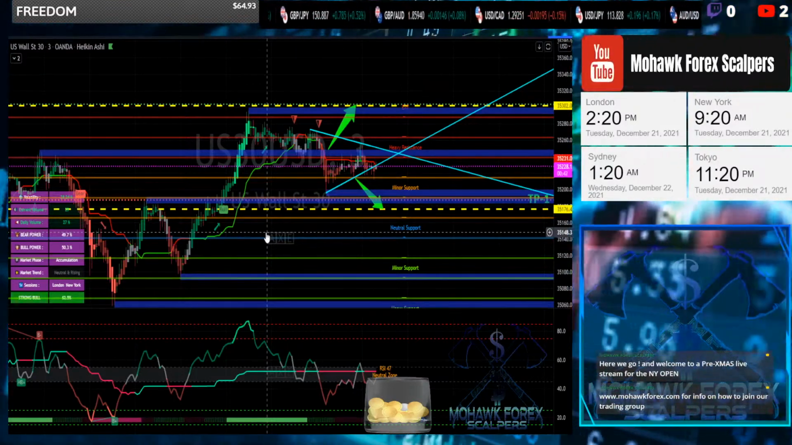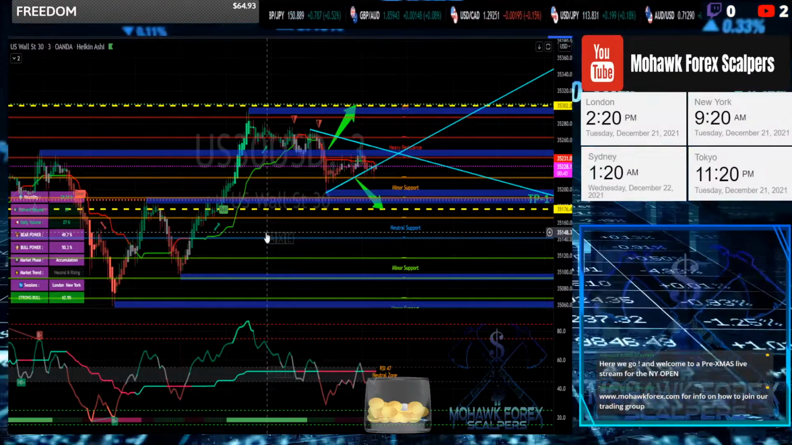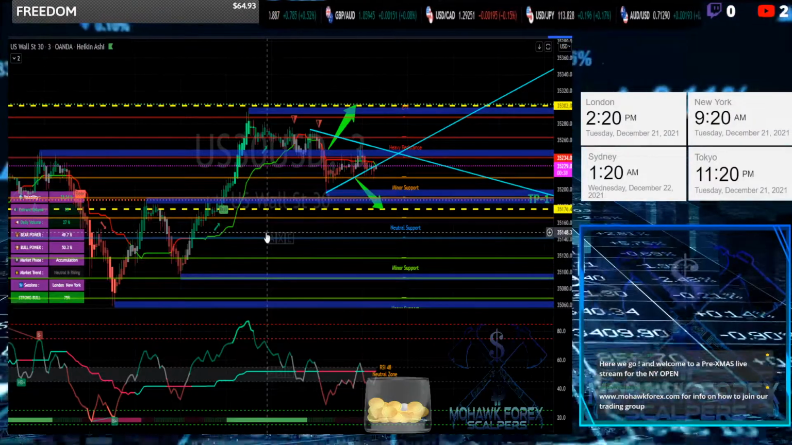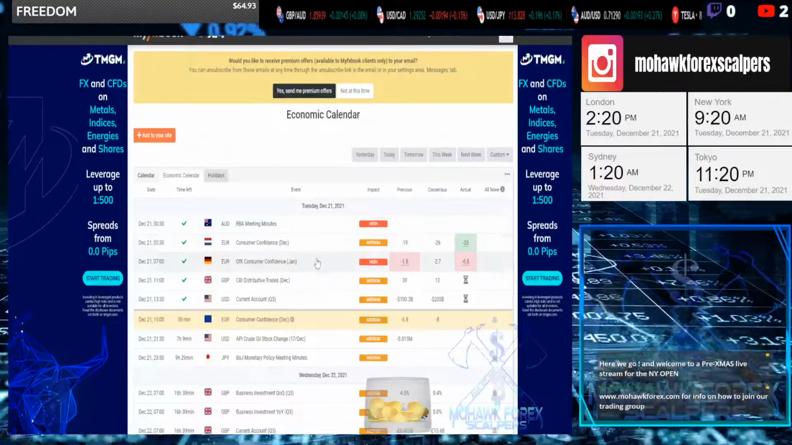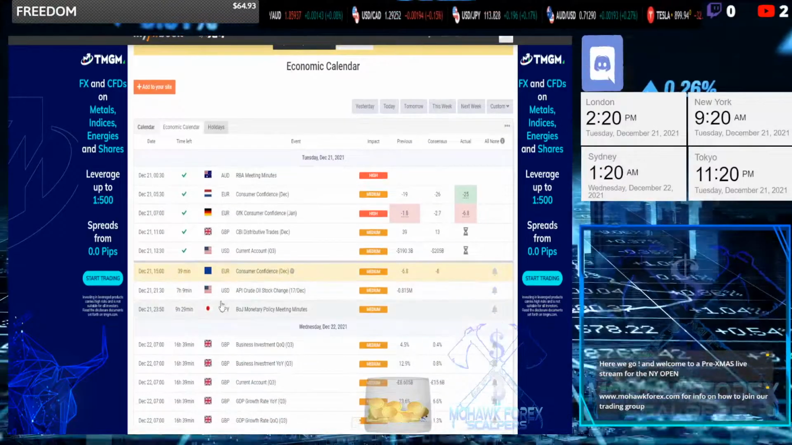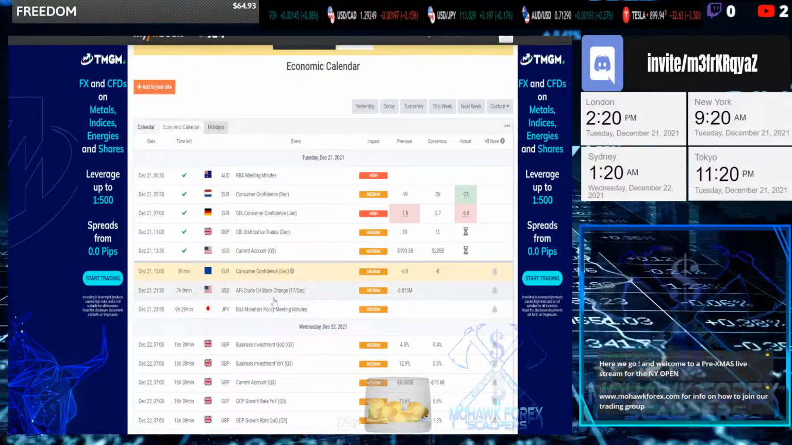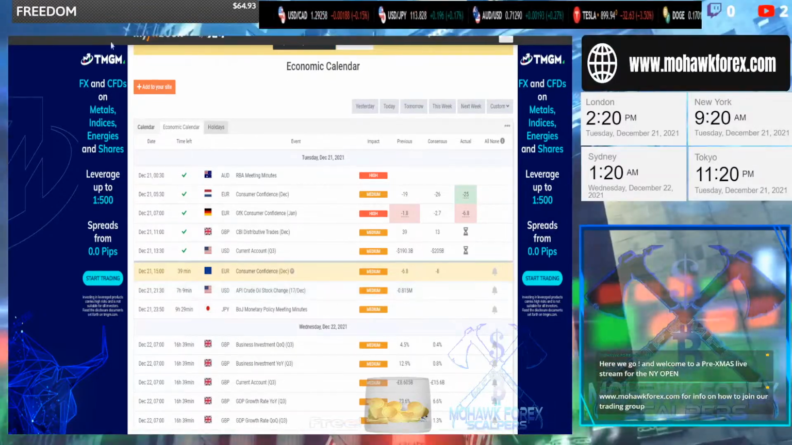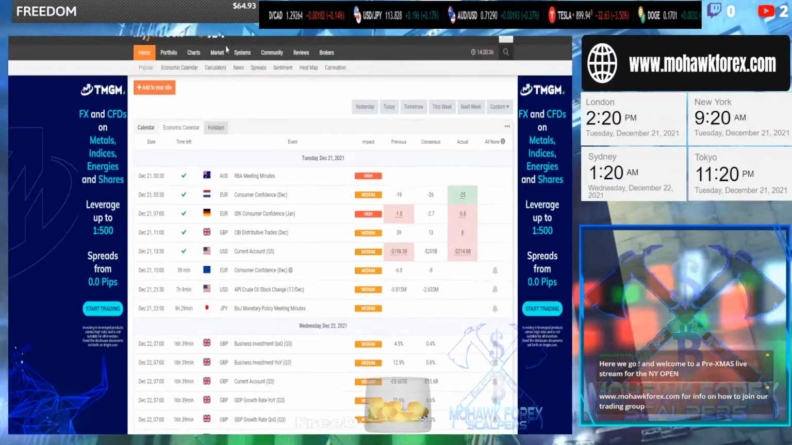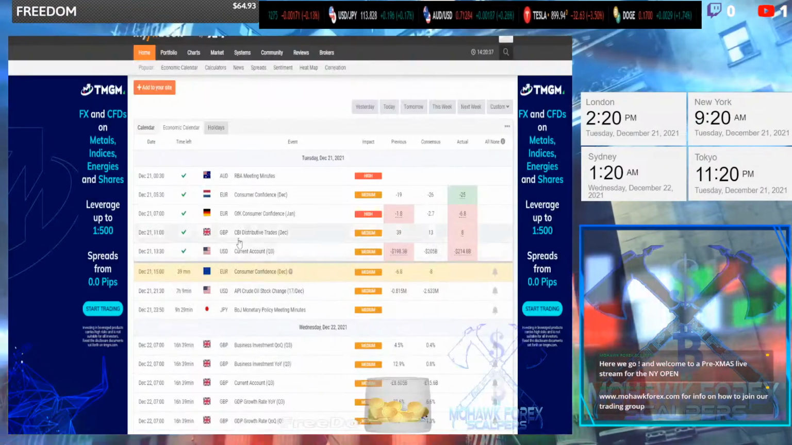We're going to be looking at the market open in about 10 minutes time. No major news today. We'll just have a quick look at the economic calendar. You can see we're going to be trading the API crude oil later on tonight, right on the end of the New York session. As you can see, there's been no major news.